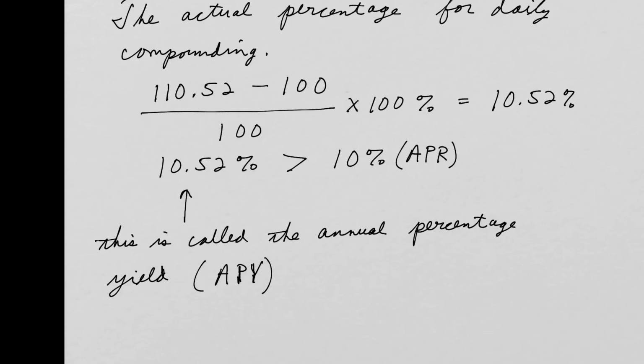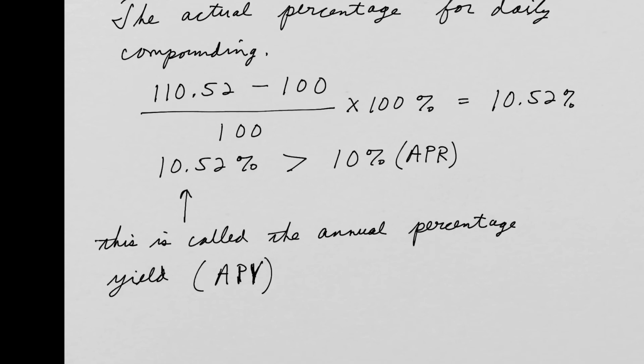So what it's saying is if you compound more than once per year, you could think of it as getting an APR of 10.52%, right? As if you compounded it once per year at 10.52%. Does that make sense? So if you compound 365 times a year at 10%, that's the same as compounding once a year at 10.52%. So that's what they mean by the annual percentage yield.